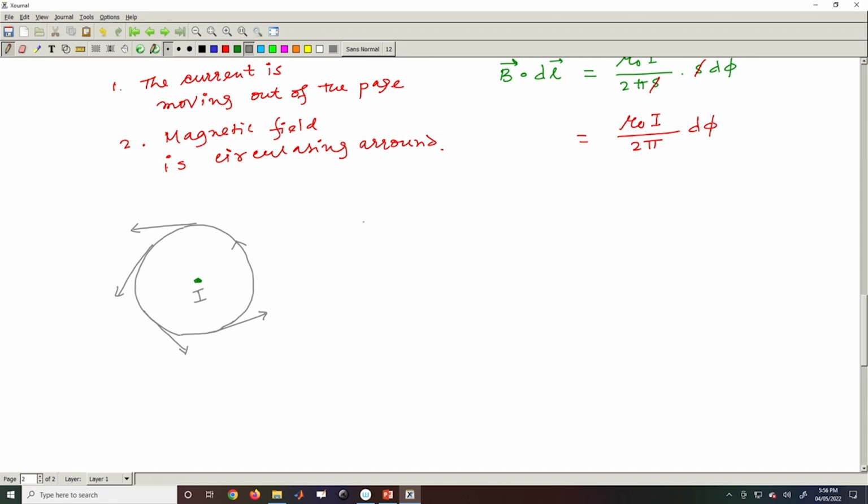So, I do the closed line integral of B dot dl. What we get is mu 0 I divided by 2 pi, and then I integrate this quantity from 0 to 2 pi, because this is my d phi, and I am integrating over the entire circle. That quantity is simply 2 pi. So, eventually I have mu 0 I.